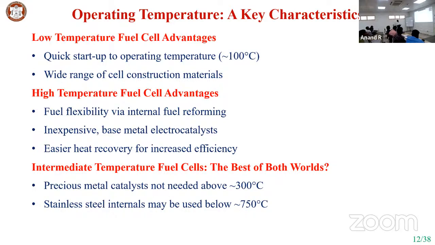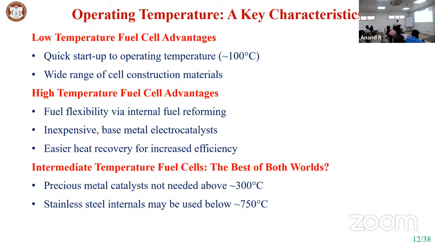High temperature fuel cell advantages: fuel flexibility, you can go for various fuels, because you can go for reforming. Water is converted into hydrogen, and similarly methane and methanol can be used. So all hydrocarbon or alcohol based fuels can be utilized in a high temperature fuel cell.